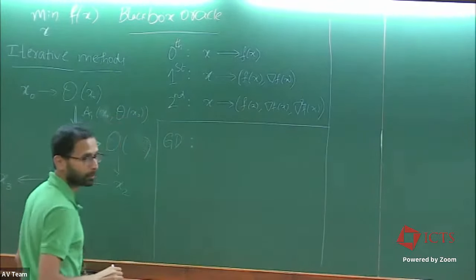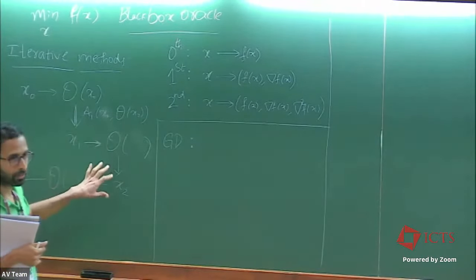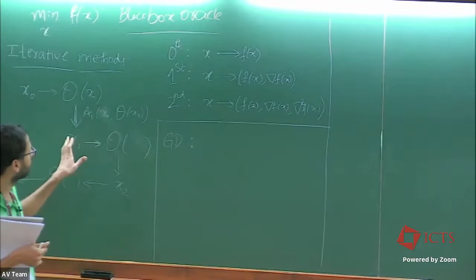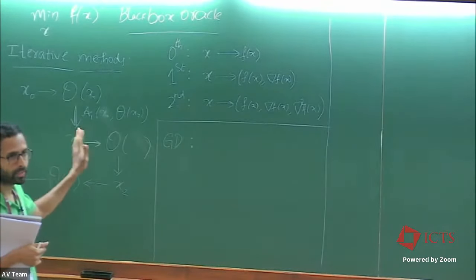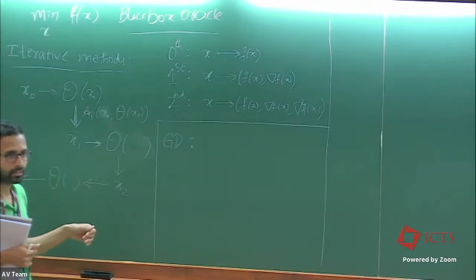So your A1, A2, they're all going to be different? Or? It could be different. So all of this is part of the algorithm. And in the most general sense, it could be different. But we'll see what these things are for some of the canonical algorithms.